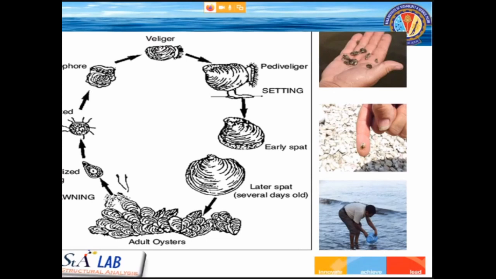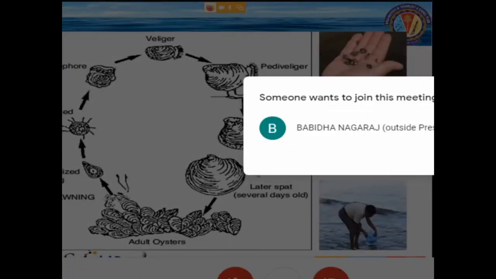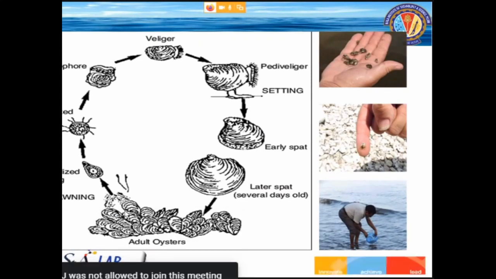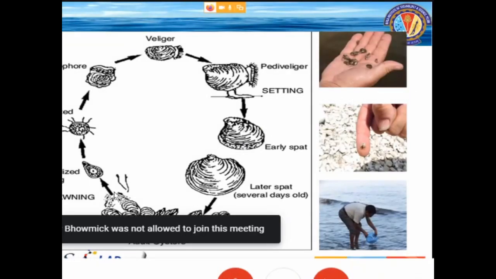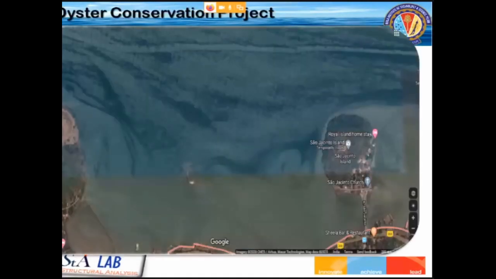So this is another schematic of the way the Placuna placenta undergoes its life cycle, and you can see that the pediveliger needs to have some sort of a setting on which it will form early spat, later spat, and finally grow its shell size to become adult oysters, which can have a reproductive ability. Now, what can we do in this situation?